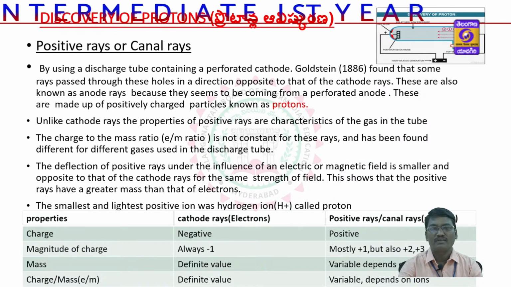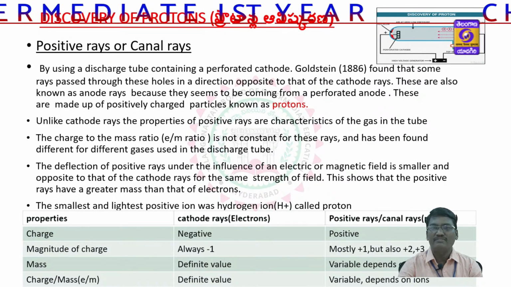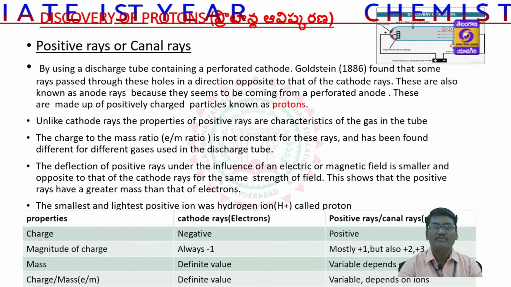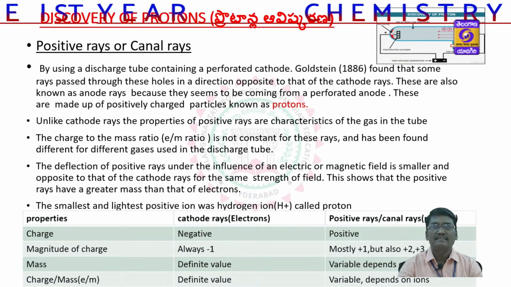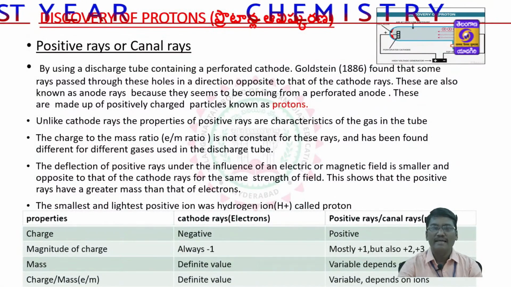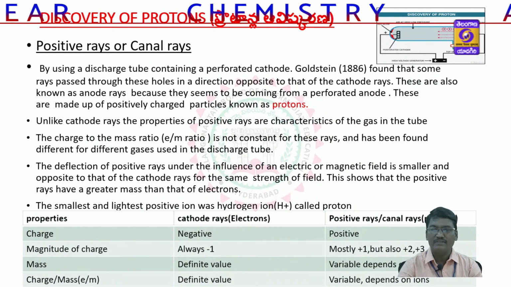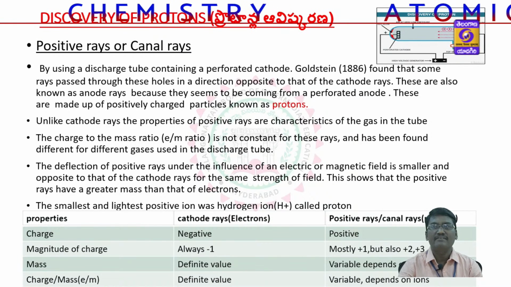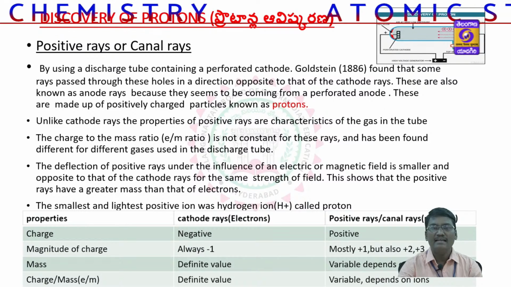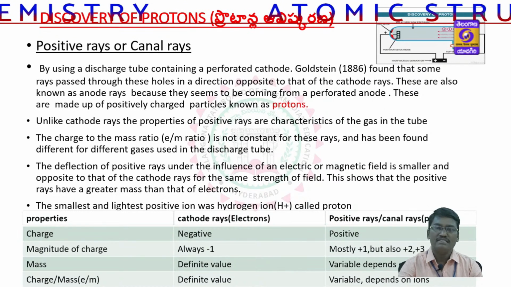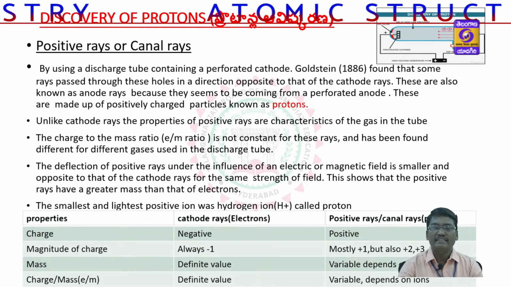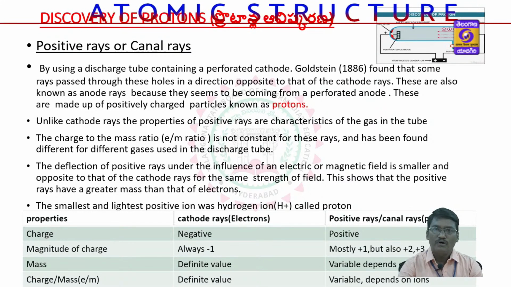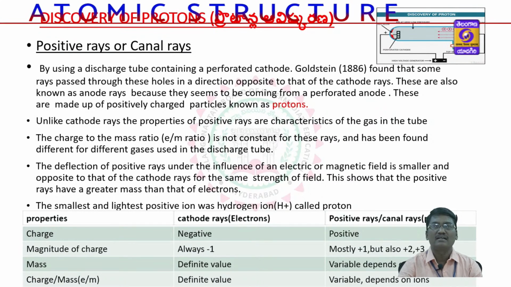Another property is the charge to mass ratio. The cathode rays will have a definite value, whereas the value for the positive rays will be variable, depending on the gas filled in the discharge tube. So notice that. We have understood the difference between cathode rays and anode rays, that is electrons as well as protons. The electrons were discovered by J.J. Thomson and positive rays, that is protons, were discovered by Goldstein.